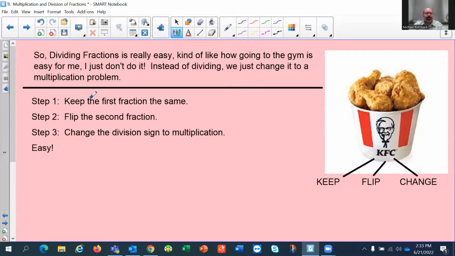So step 1, with division, you're going to keep the first fraction the same. You're going to invert, or flip, the second fraction. You're going to change the division sign to multiplication. So we use KFC here, for keep, flip, change, to help us remember what we're doing when we divide by fractions. So I'm now going to pull a couple of these out of the textbook, or the Kaplan book.